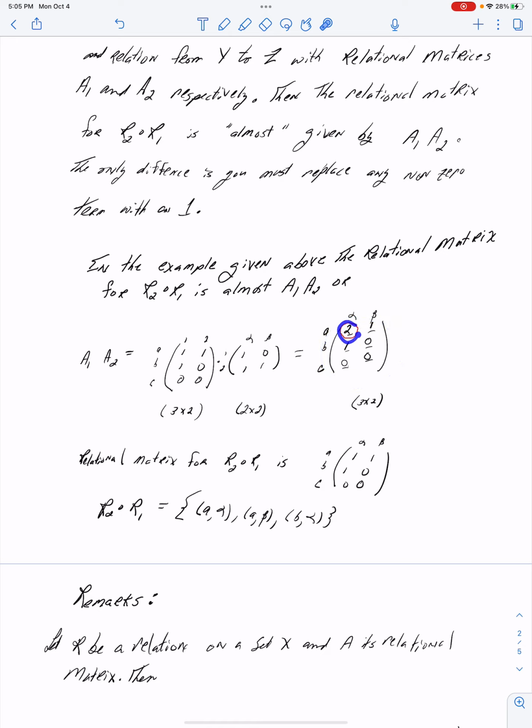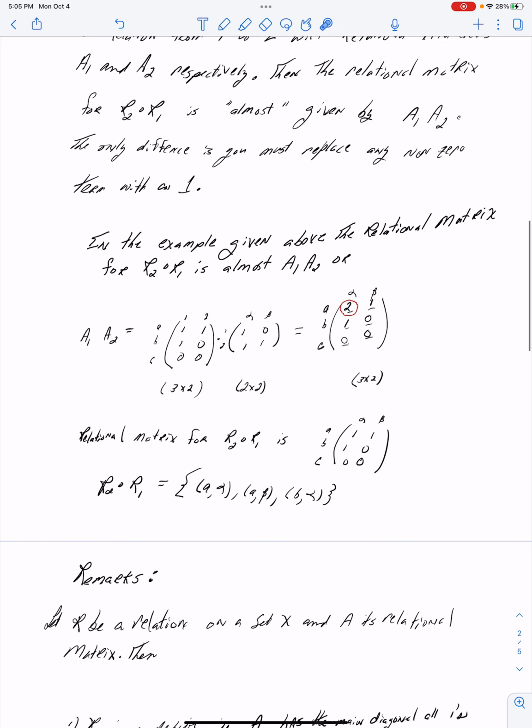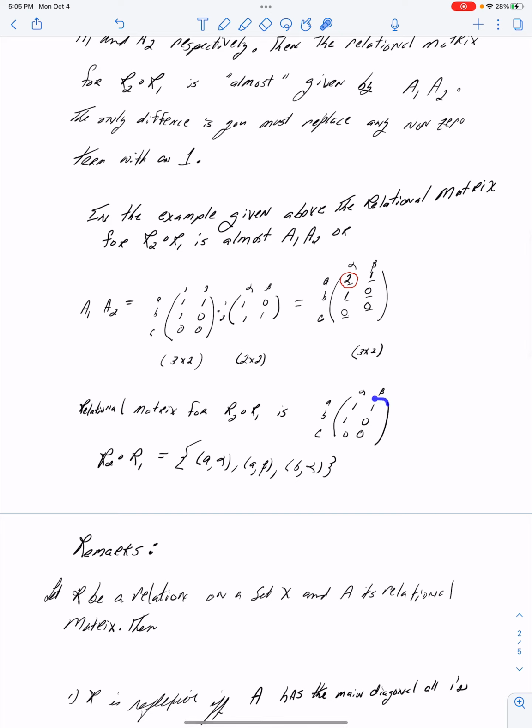But if I replace that number 2, that non-zero element, with the number 1, then in fact I claim I do have a relational matrix, and it is the relational matrix for the relation composition R2 composed with R1. Notice the difference. This is R2 composed with R1, but this is A1 times A2. And that is not a mistake.